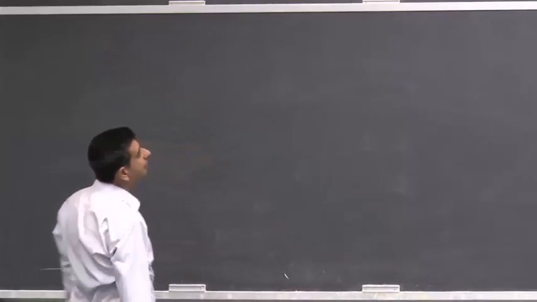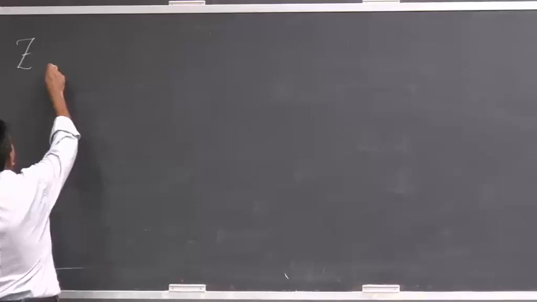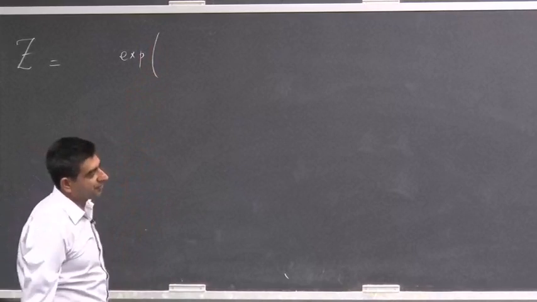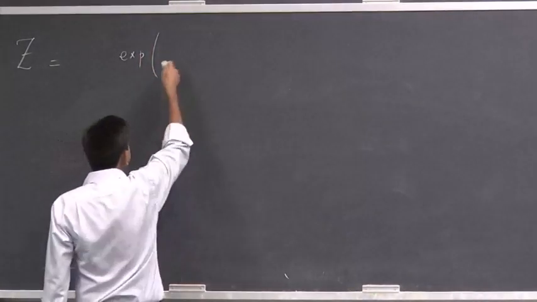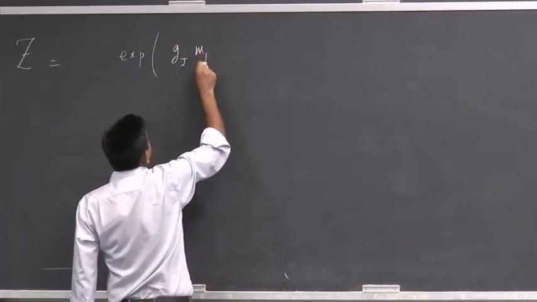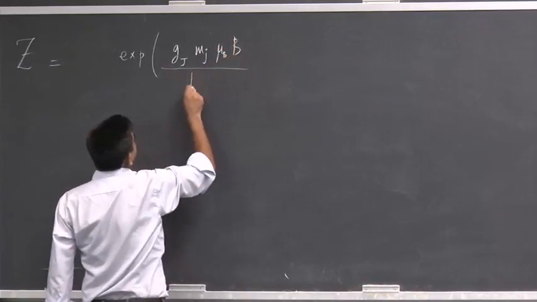So let's first find out the partition function, Z. We know the energies. The energy in the jth level is given by this, right? So the partition function is given by the exponent of minus the energy. Now what's the energy? The energy, minus becomes plus, gj mj mu b over kT.